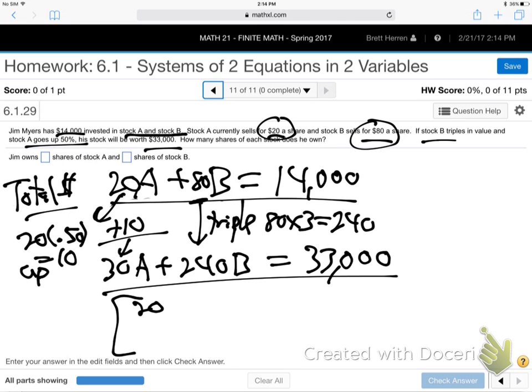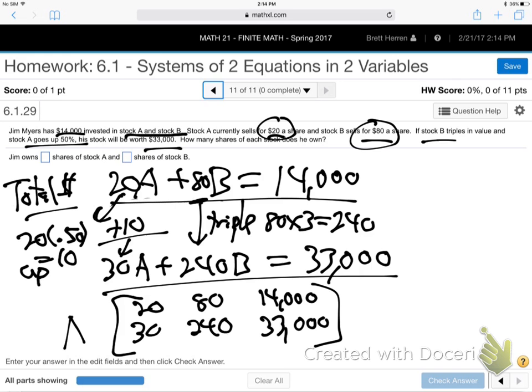So 20, 80, 14,000, 30, 240, 33,000. That's matrix A. Do the RREF of matrix A, and we'll get our answers. Does that make sense? You see how I did that?